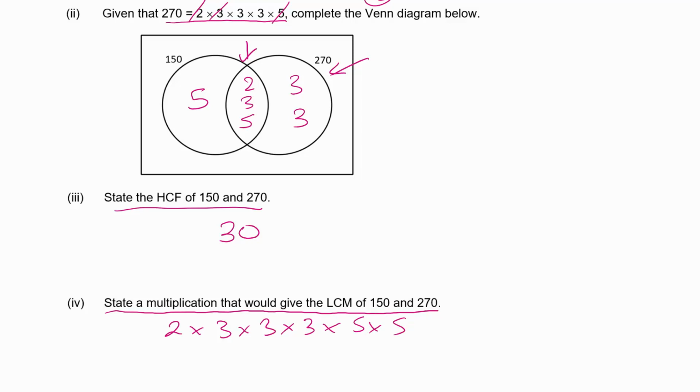That doesn't matter. And what some people did was they started with the 30, which they already knew from the middle, and then just said that was times 3 times 3 times 5. And that's absolutely fine as well. But you didn't need to work it out as a number.